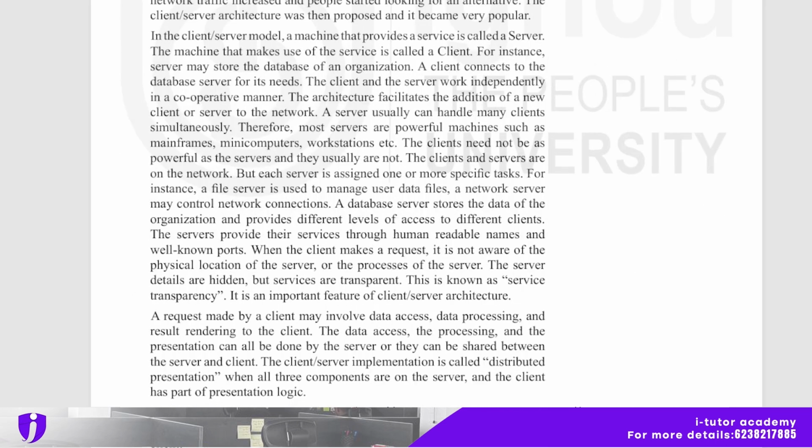In the client or server model, a machine that provides service is called a server. The machine that makes use of the service is called a client. For instance, a server may store the database of an organization. A client connects to the database server for its need. The client and the server work independently in a cooperative manner. The architecture facilitates the addition of a new client or server to the network.